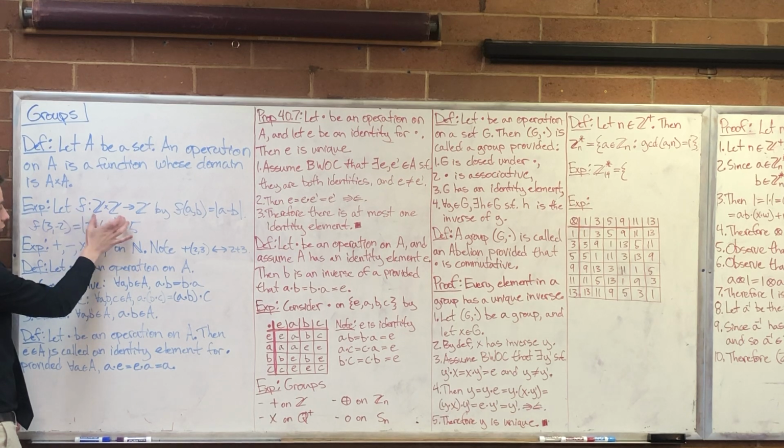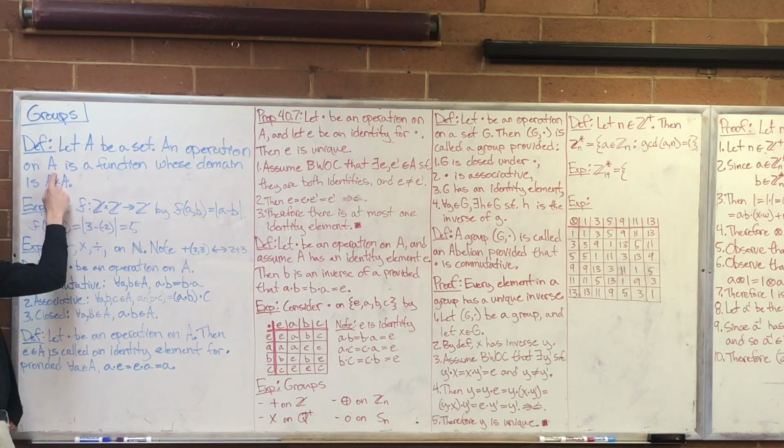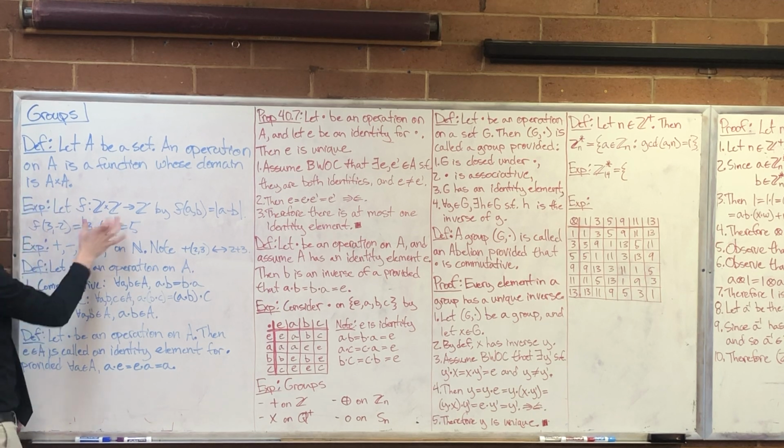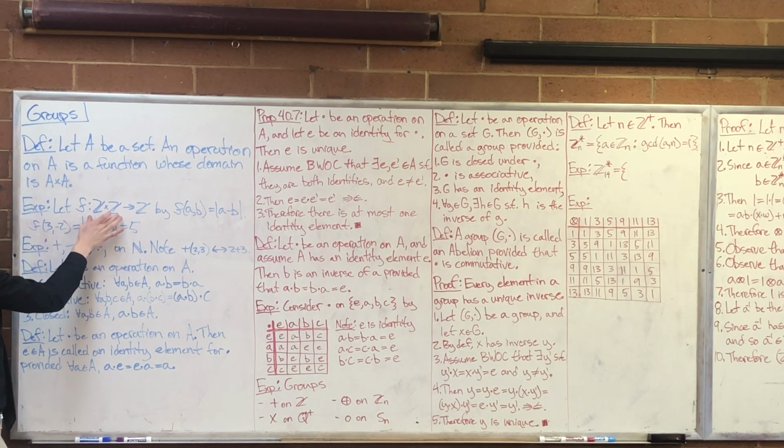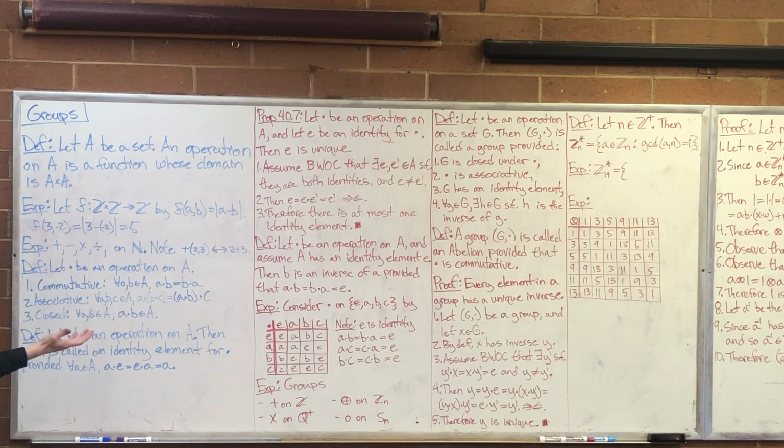An operation is just a function. An operation on set A is a function whose domain is A cross A. So an operation on Z is a function whose domain is Z cross Z. That's all it is. Feel like you got that? Pretty simple? Okay, so let's look at some other examples. Let's look at plus, minus, times, divide on the natural numbers. I want you to tell me which of these are operations and which ones aren't.